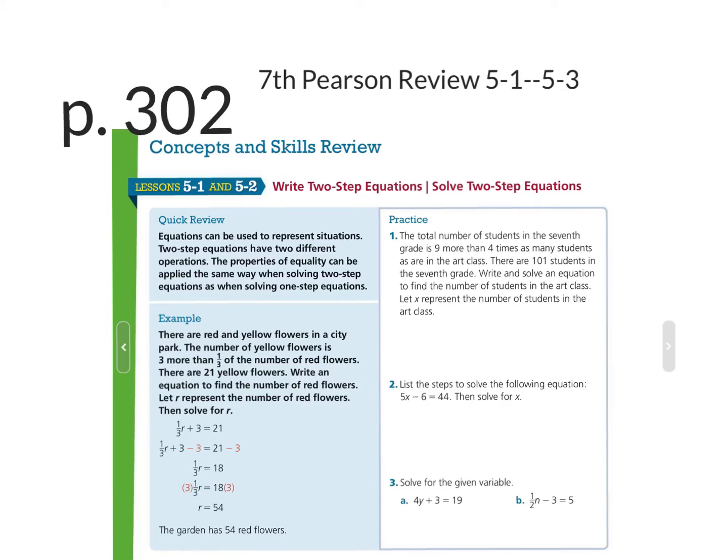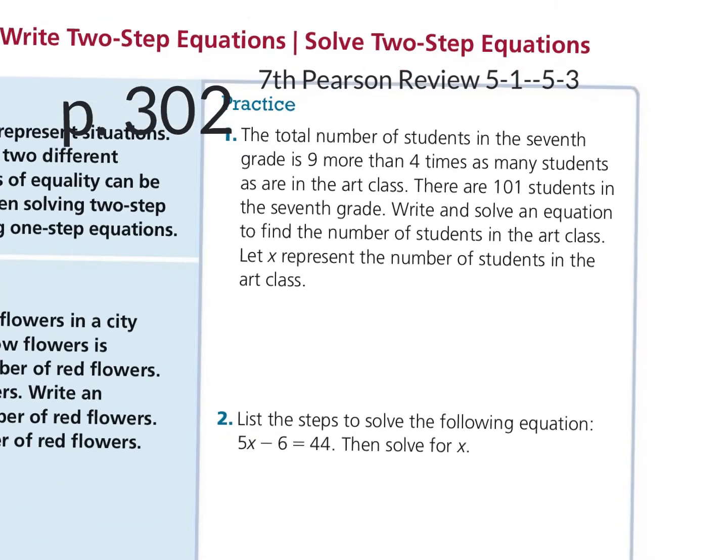Page 302, we're going to do some reviewing on lessons 5.1 through 5.3. So lessons 1 and 2 group together, which is on writing two-step equations and then solving two-step equations.